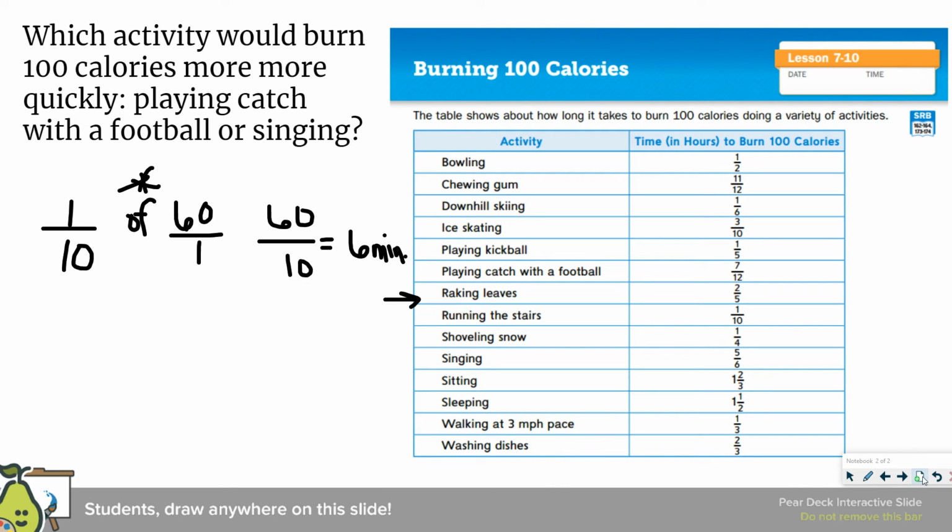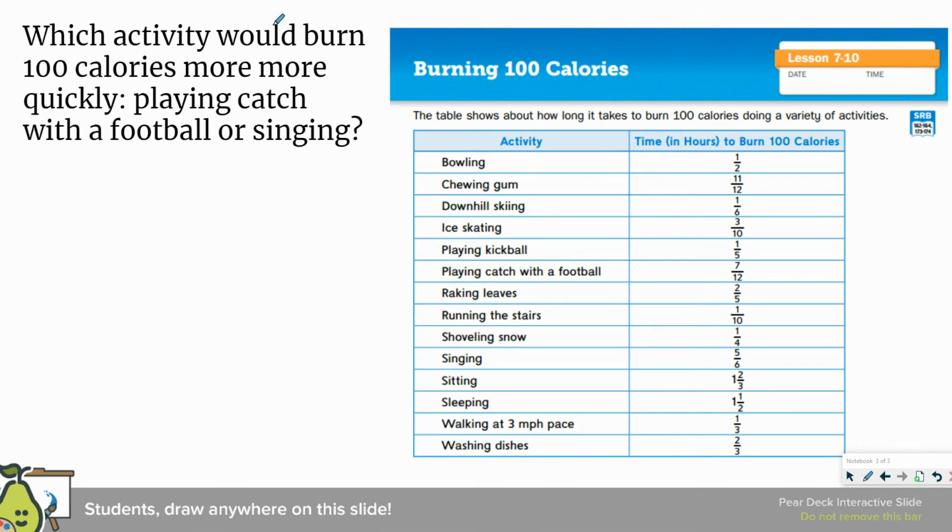All right, so let's look at this one. It says, which activity would burn 100 calories more quickly? Playing catch with a football or singing? So let's look right here. Playing catch with a football is 7/12. And then singing is 5/6. So let's compare 5/6 to 7/12.